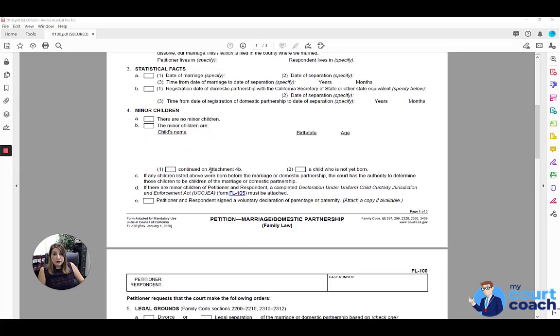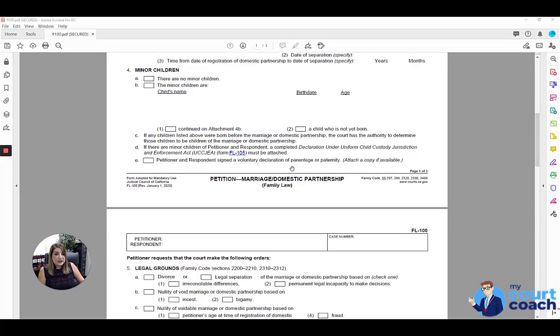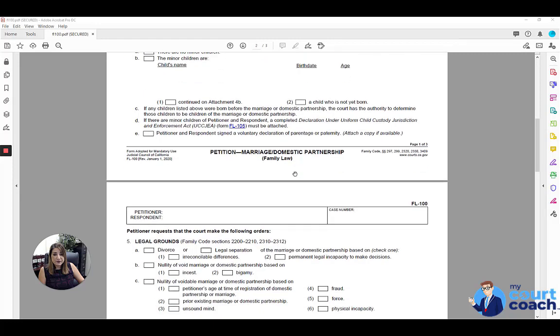If you ran out of room on this form, you can always continue on in an attachment. And if there is a child that is not yet born of this marriage, then you would mark box 4B2. If there is a child that was born to the parties prior to marriage, and there was a voluntary declaration of paternity or parentage signed at that time, and you have a copy of it, you can mark box 4E and then attach a copy of that form to this form.